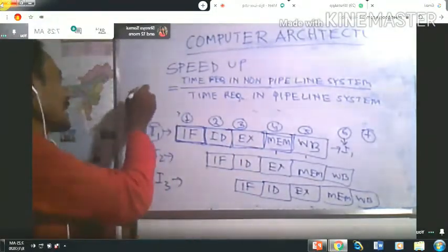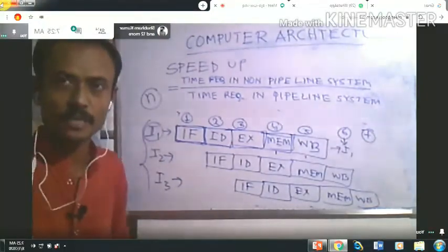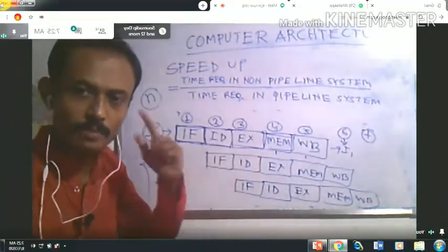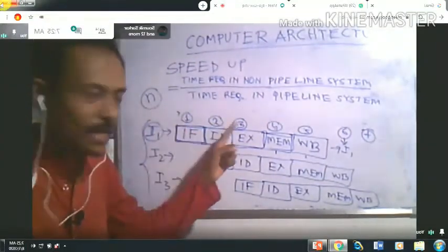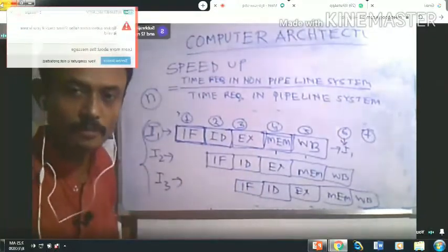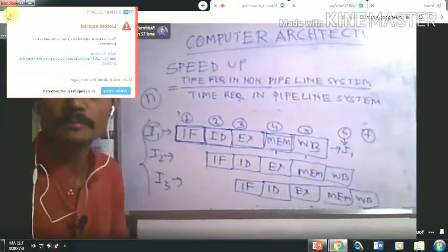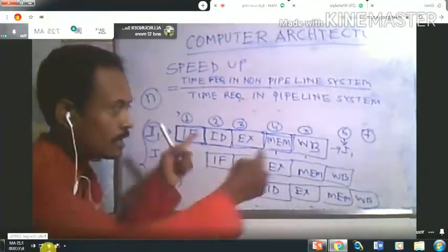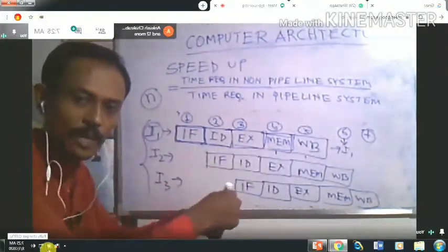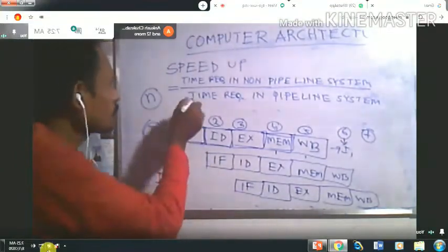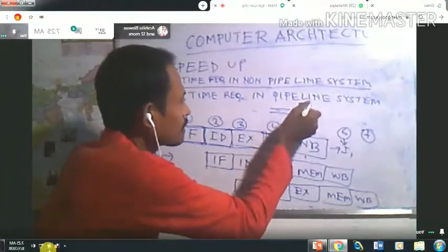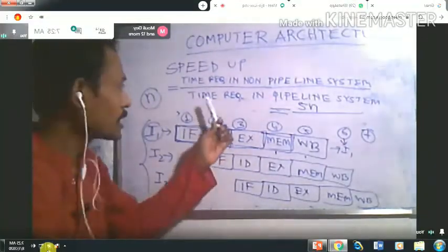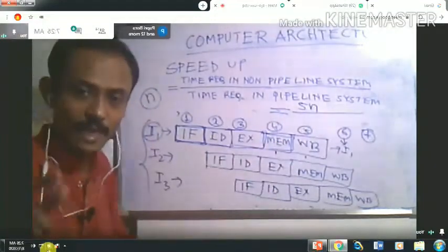Suppose you have n instructions. To execute the n instructions in the non-pipeline system, how many clock pulses do you require? Tell me. In the 5-stage pipeline system, it is exactly 5n, because one instruction requires 5 clock pulses, so n instructions require 5n. So the speed up equals 5n, the time required in the non-pipeline system, divided by the time required in the pipeline system.